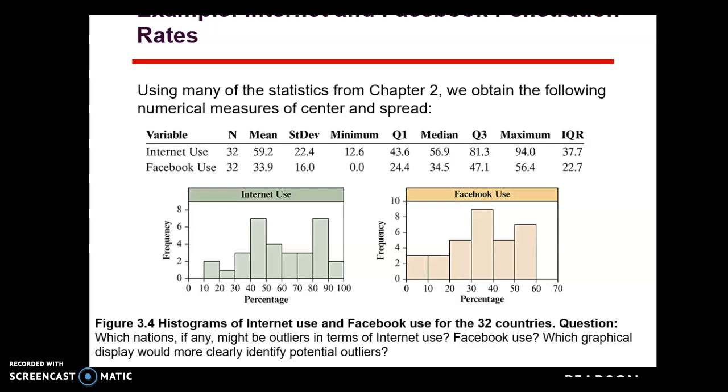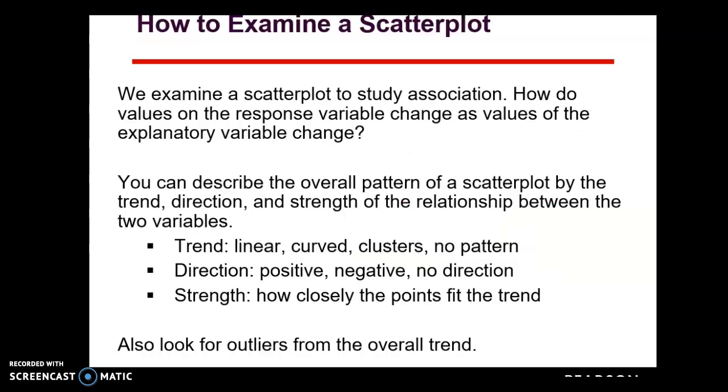So which might be outliers, if any, in terms of internet use, which might be outliers in terms of Facebook use. What kind of a graphical display would identify potential outliers better? So we're going to look at a scatter plot to look at association and answer some of those things.